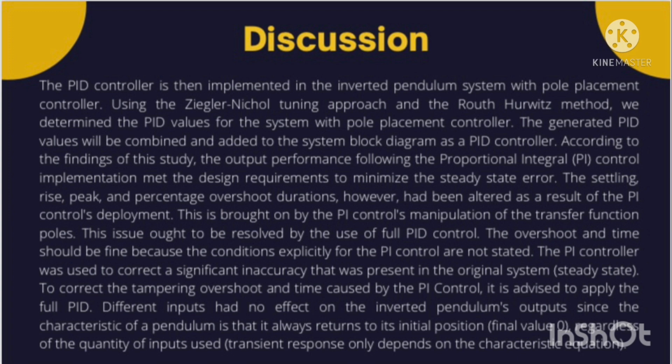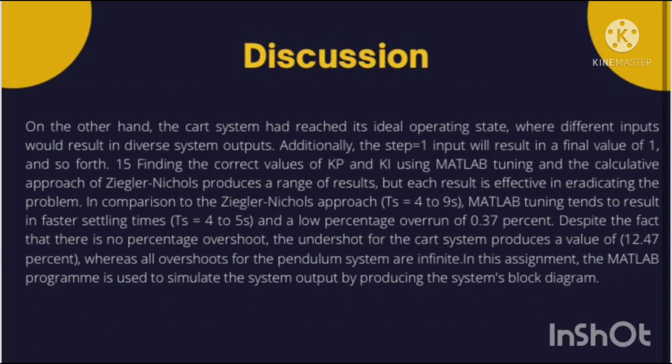Regardless of the quantity of inputs used, transient response only depends on the characteristic equation. On the other hand, the card system had reached its ideal operating state, where different inputs would result in diverse system outputs. Additionally, the step 1 input will result in a final value of 1, and so forth. Finding the correct values of Kp and Ki using MATLAB tuning and the calculative approach of Ziegler-Nichols produces a range of results, but each result is effective in eradicating the problem.